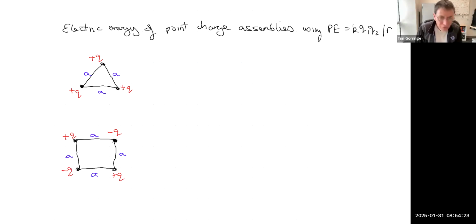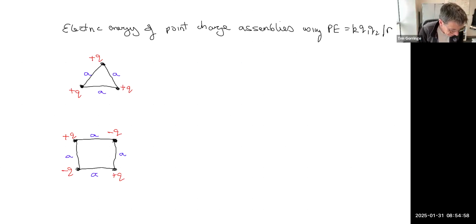In particular, for the triangle, I'm going to imagine an equilateral triangle, equal sides, and the charges are located at the corners of the triangle, and the charges are all the same size and same sign. And I've just labeled them by plus Q, and I've labeled the separations along the sides of the triangle as A. So that's one case. The second case is the square arrangement of the charges.